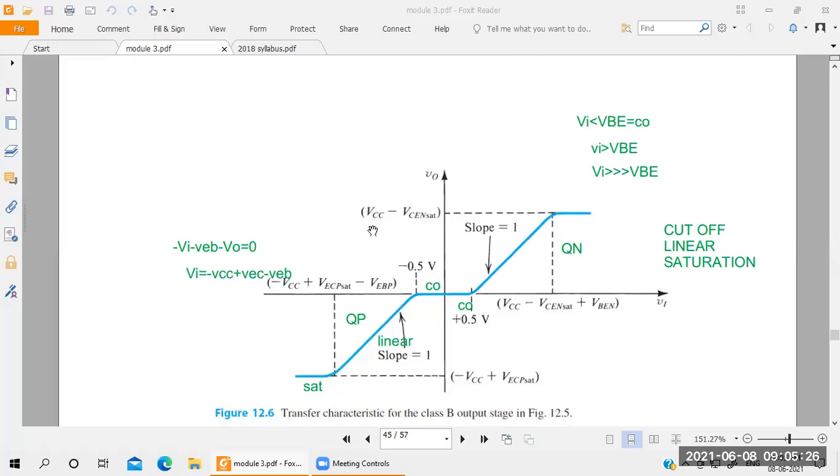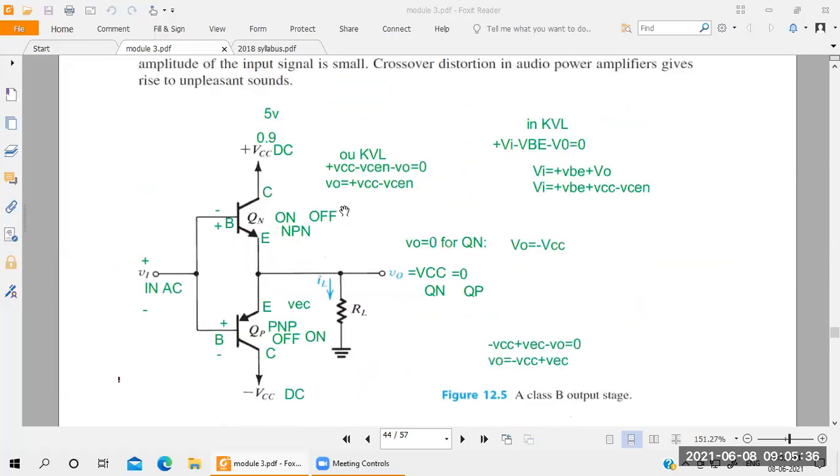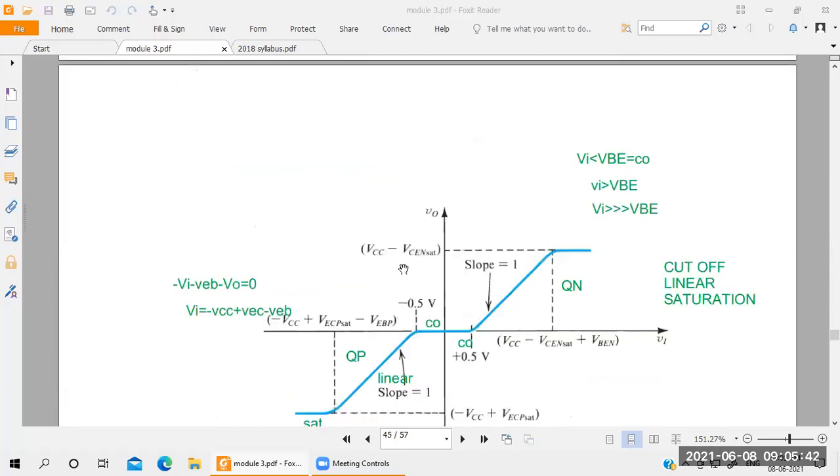Here you can write the KVL equation. What is the KVL equation for the saturation? V0 is equal to plus VCC minus VCE saturation N. Okay, here you have taken it, right? What is the output voltage for the Q1 here? Plus VCC minus VCEN. The same thing is given. This is the maximum output voltage level for the NPN transistor. Understood?